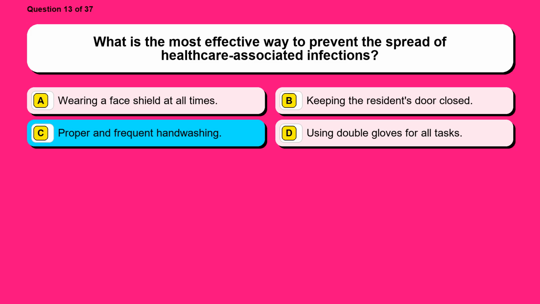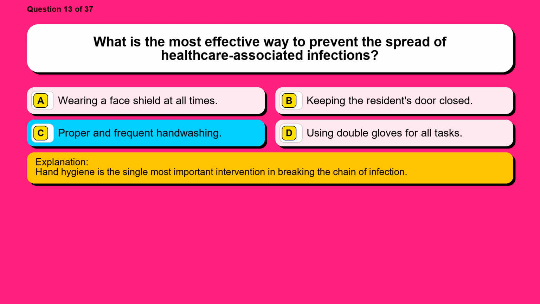The correct answer is option C, proper and frequent hand washing. Hand hygiene is the single most important intervention in breaking the chain of infection.